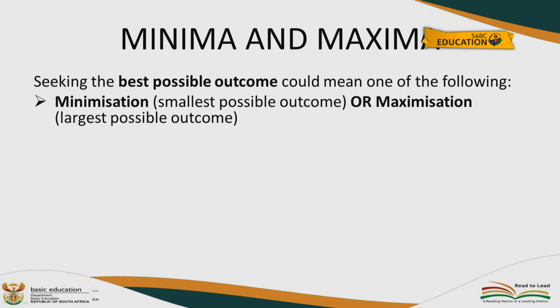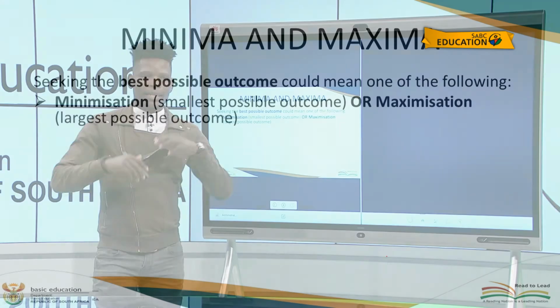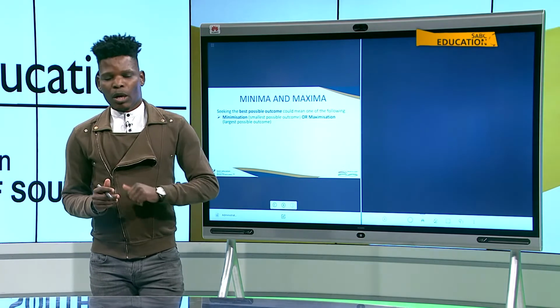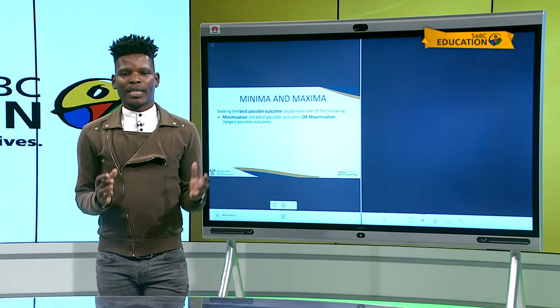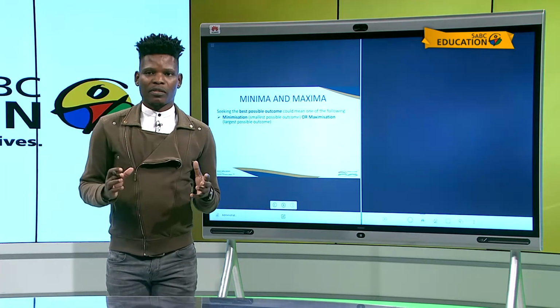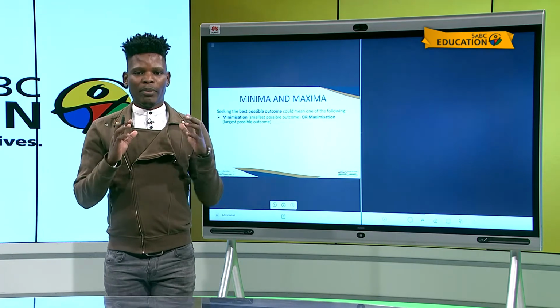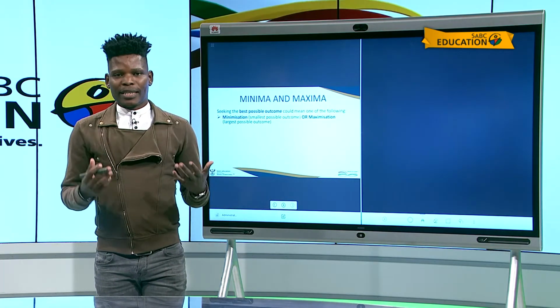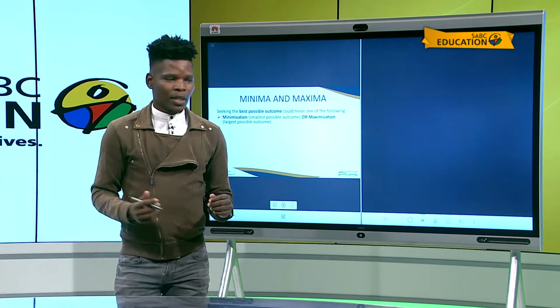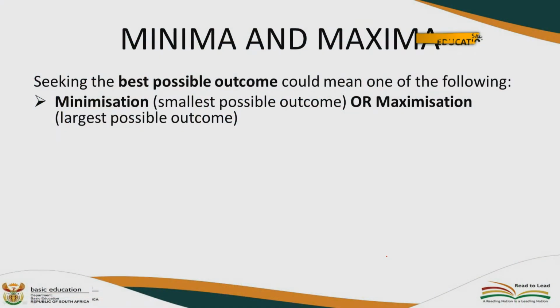All right. So now, if you seek the best possible outcome, it could mean one of the following things. It could mean minimization, meaning the smallest possible outcome. Now, if we look at the example that we looked at earlier about lunchboxes, minimization would mean keeping the surface area at a minimum. Looking for the best possible outcome could also mean maximization. And if we go back to the example, maximization would refer to maximizing the profit that this company is able to generate.